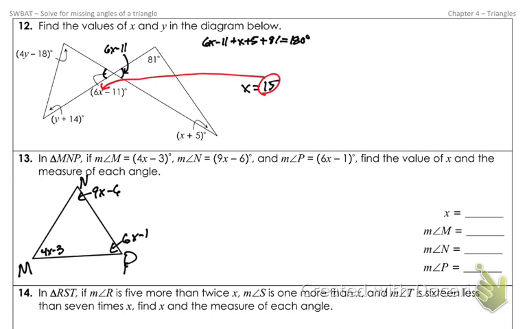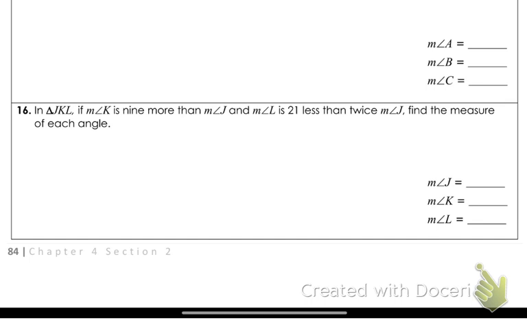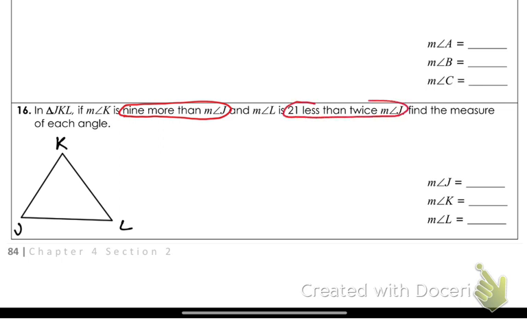All right, last chance for any questions? Oh, 16. 16 says JKL. Once again, we should draw the picture JKL. It says K is 9 more than angle J. Uh-oh. 9 more than angle J. So that's going to be important. Angle L is 21 less than angle J. We got 21 less than angle J. Find the measure of each angle.